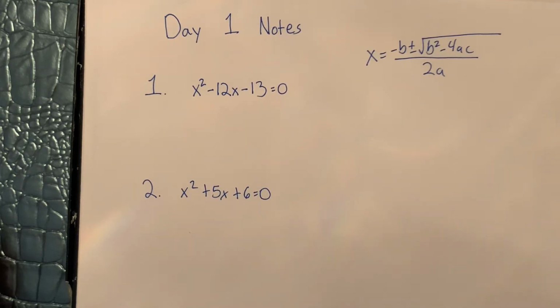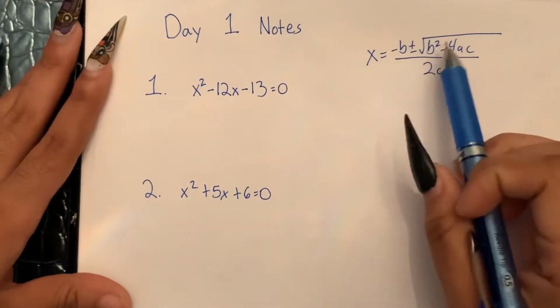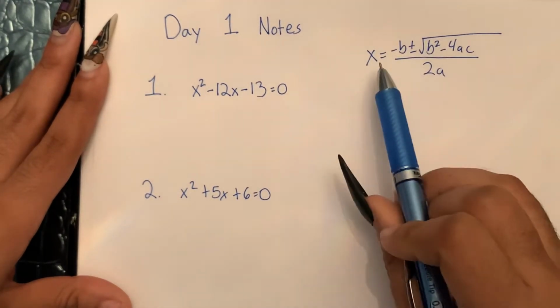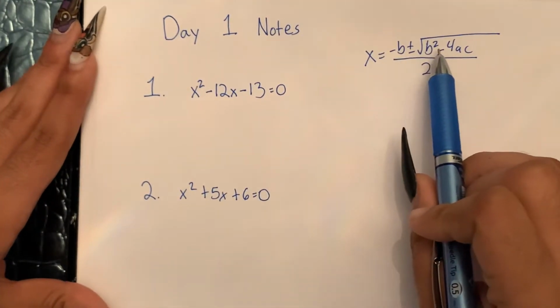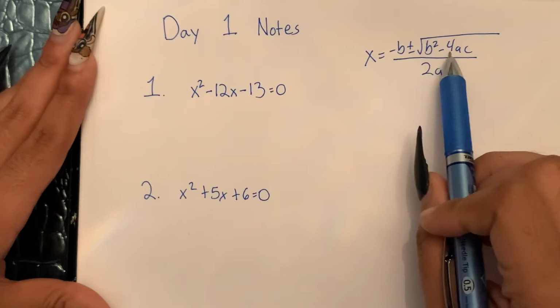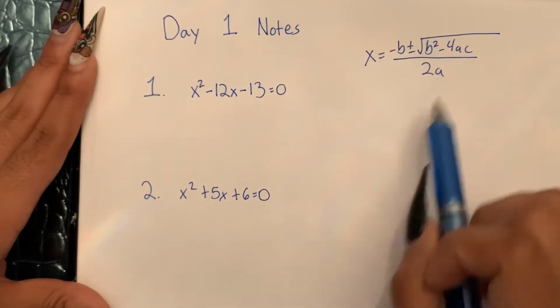Today we are learning how to solve quadratic equations using the quadratic formula. So first of all, go ahead and copy the quadratic formula. x equals negative b plus or minus the square root of b squared minus 4ac, divided by 2a.